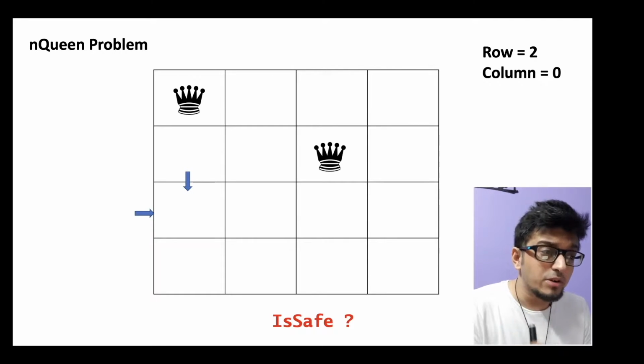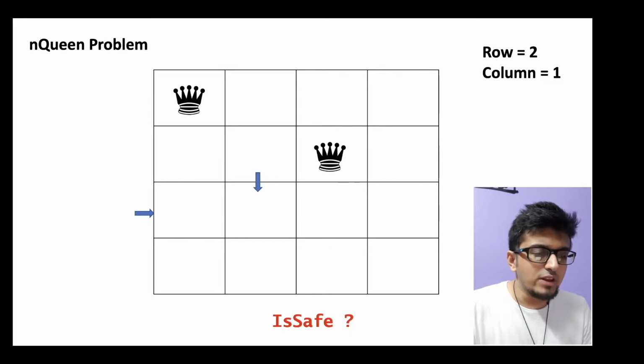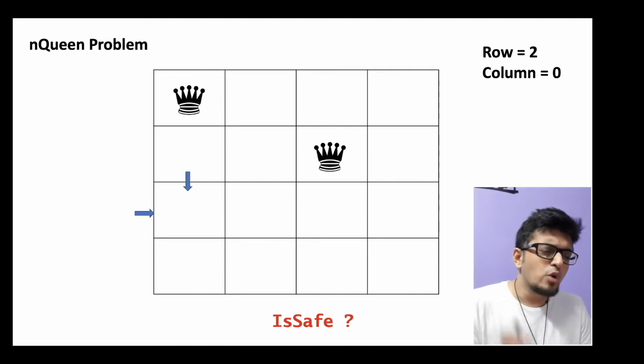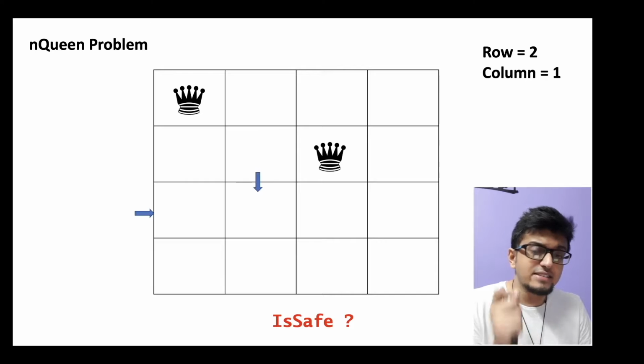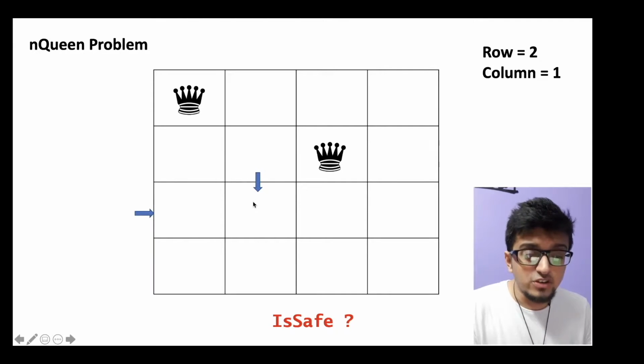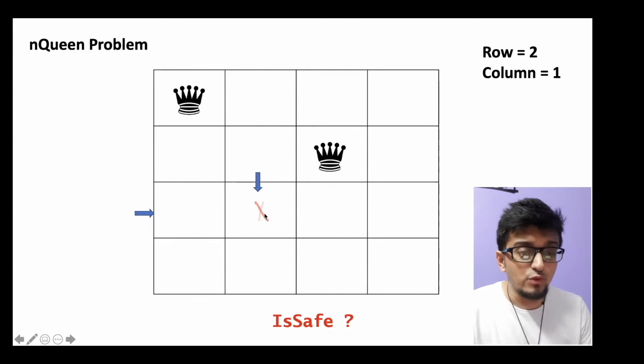Here the row number is 2 and the column is 0. Again we will check whether this position is safe or not. You can see we already have a queen at the top, so obviously we cannot place the next queen here. So this position is not safe. We will move to the next position, the second column, and check again. You can see this position is not safe, since we have an attacking queen here. So again we will move forward.